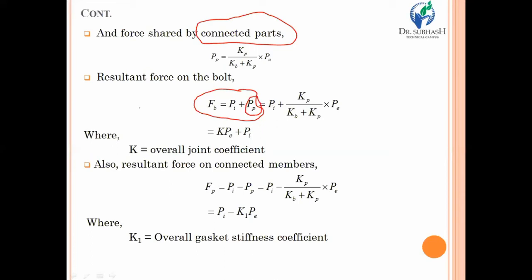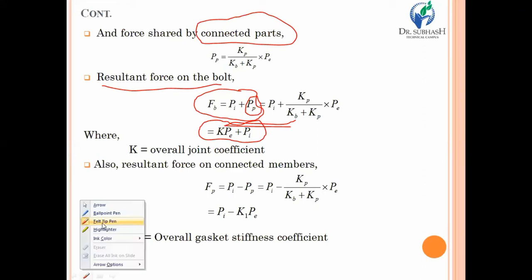So you will have the resultant force on bolt. It will become Kb suffix Pe plus Pi. Now there is a K, and that is the overall joint coefficient, and it is always equal to Kp upon Kb plus Kp into Pe. So this is what about the resultant force on bolt.